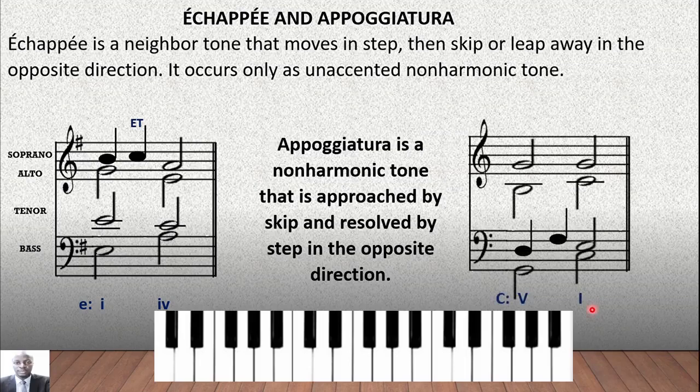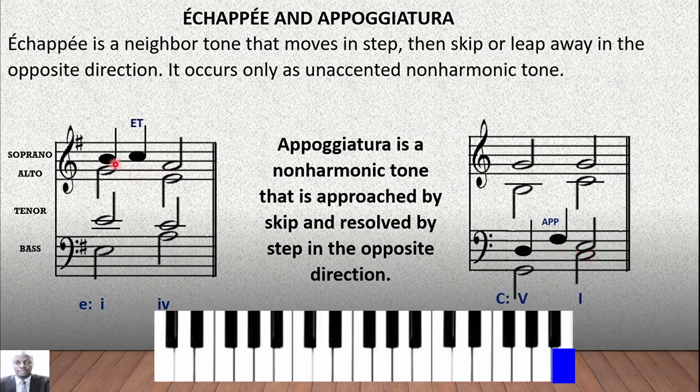Let's see an example of the Appoggiatura note. So here we have it in the tenor part, and you see that it moves up by a skip and moves down by a step. You see this mostly in the cadential part of the chord. And let's see how it sounds. So we have, all right. So this is the Appoggiatura note because it skips up, then moves down a step.